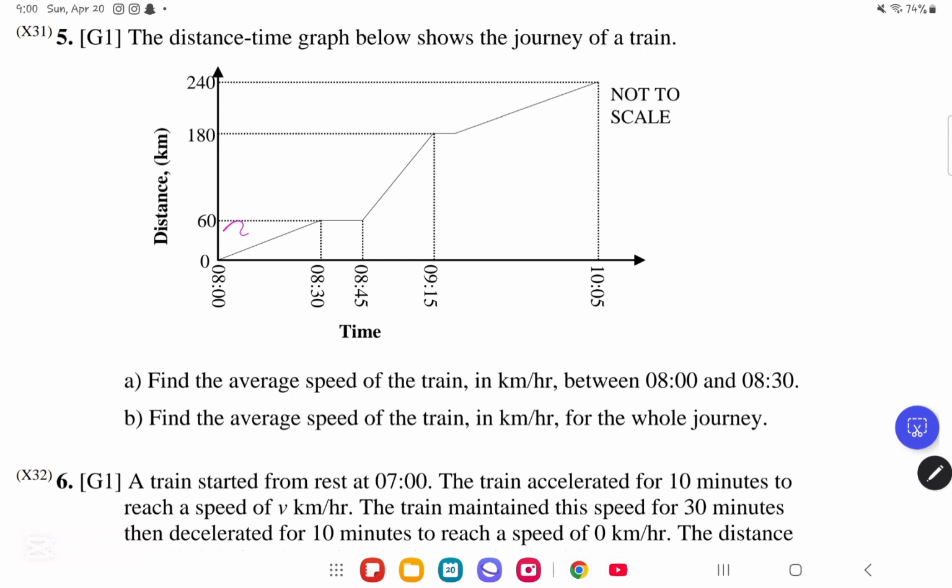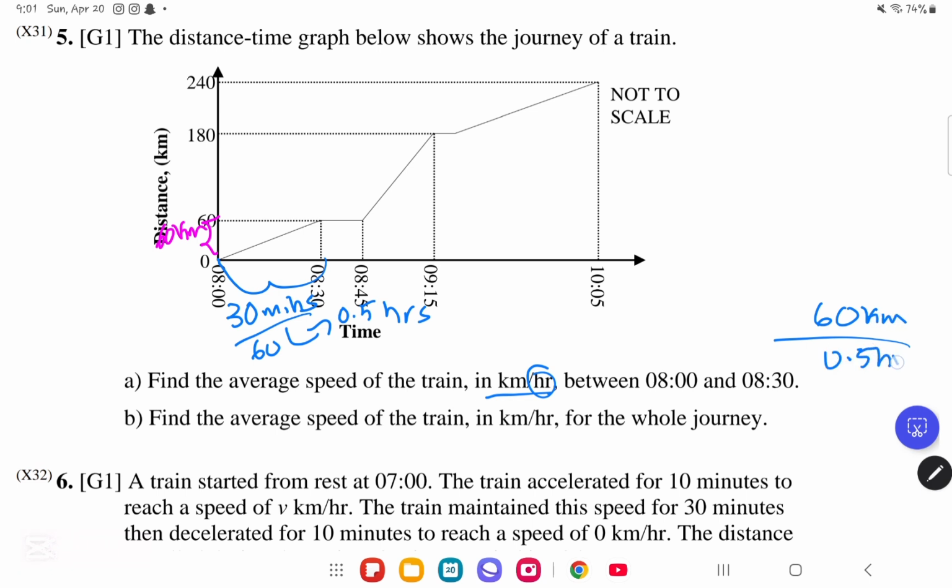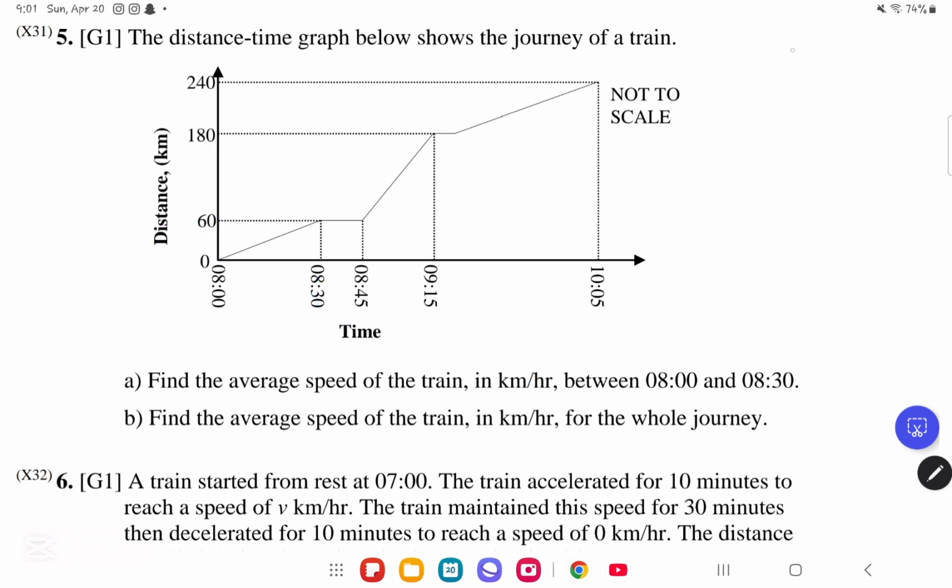We're going to take the average speed between 8 and 8:30, so the distance between here and here, which is 60 kilometers. And then we will take the time from 8 until 8:30, so this is going to be 30 minutes, but they need it in what? They need it in kilometers per hour. So we're not going to take it in minutes, we're going to take it in hours. 30 minutes into hours, you're going to divide by 60 and you're going to get 0.5 hours. So it is going to be the distance, which is 60 kilometers, over the time, which is 0.5 hours. So it is 120 kilometers per hour. That is it for part A.